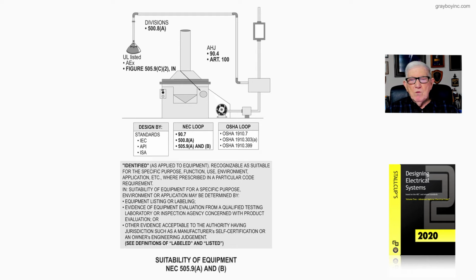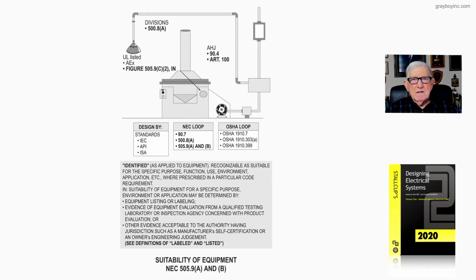Evidence of equipment evaluated from a qualified testing lab, like UL, ETL, Factory Mutual, any lab that the state, county, or city would accept, or an inspection agency. But notice now, if it's the inspection agency, they have to be concerned with product evaluation or other evidence acceptable to the authority having jurisdiction in accordance with section 90.4 in the NEC. A manufacturer self-certification, if the authority having jurisdiction will accept it.